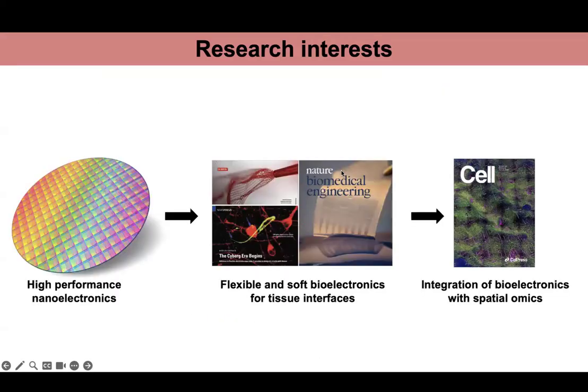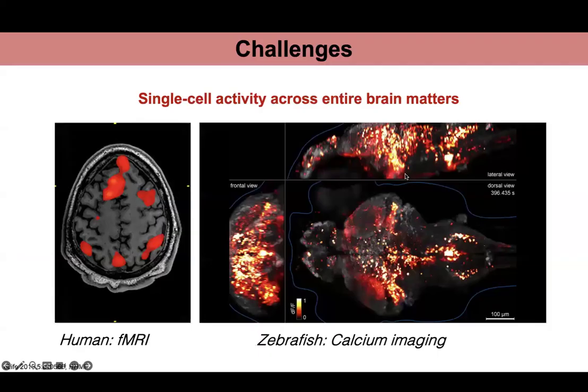More specifically, we are interested in converting high-performance nanoelectronics into flexible and soft bioelectronics for the tissue interface, and then further integrating that technology with spatial omics technology to look at tissue function and properties from a different angle. So before I introduce the technology platform that we developed, I want to discuss the challenges that we try to address by developing those technologies.